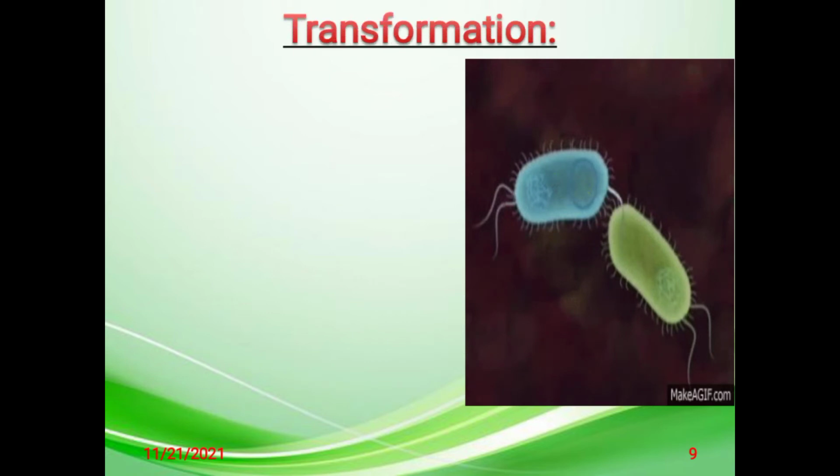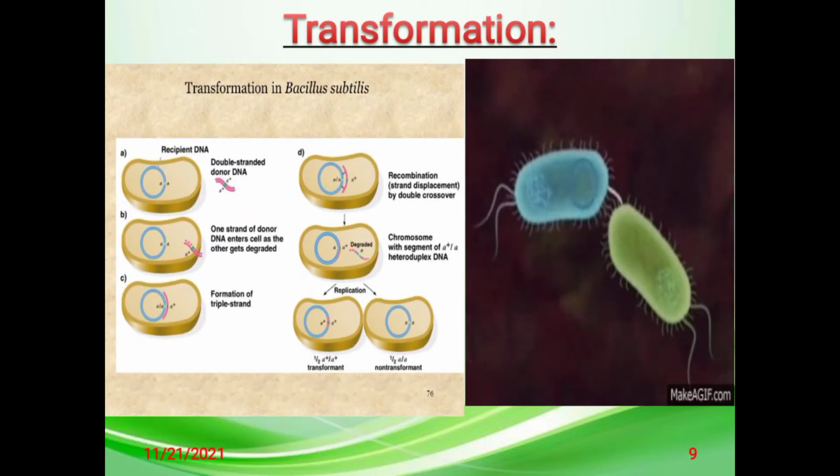Next, transformation. Transformation is a process of reproduction. It is the uptake of free DNA from the environment. First, this is the recipient DNA and this is the donor DNA, and lysis. This process is called lysis. Then this DNA is degraded and it moves to the environment.